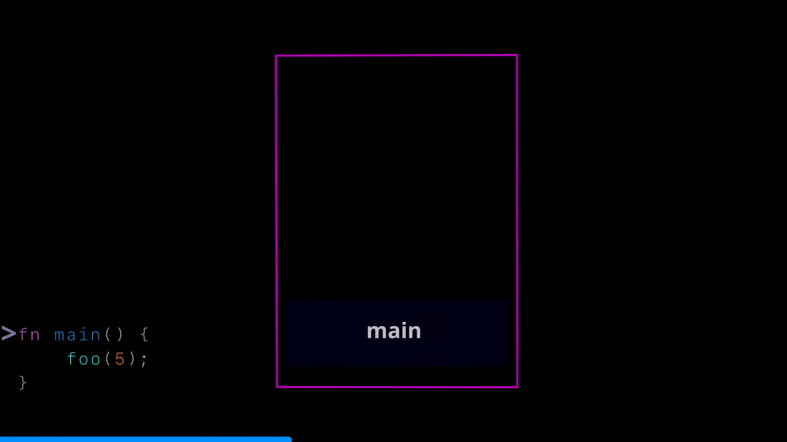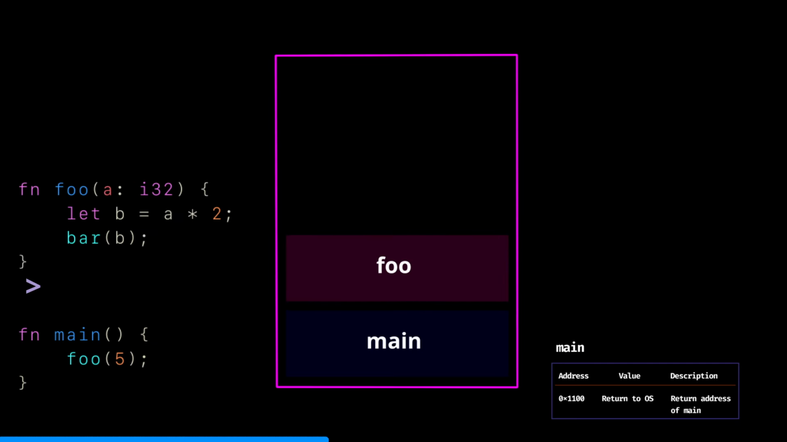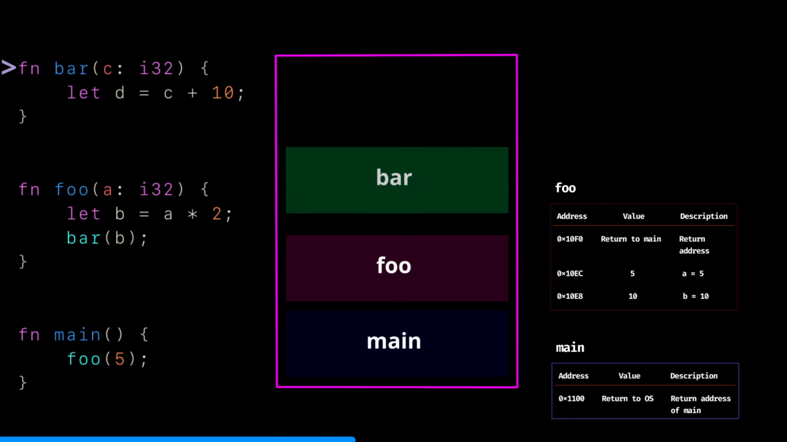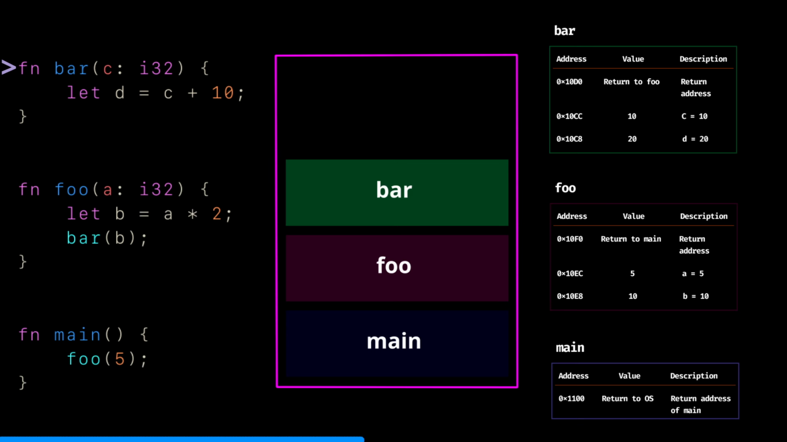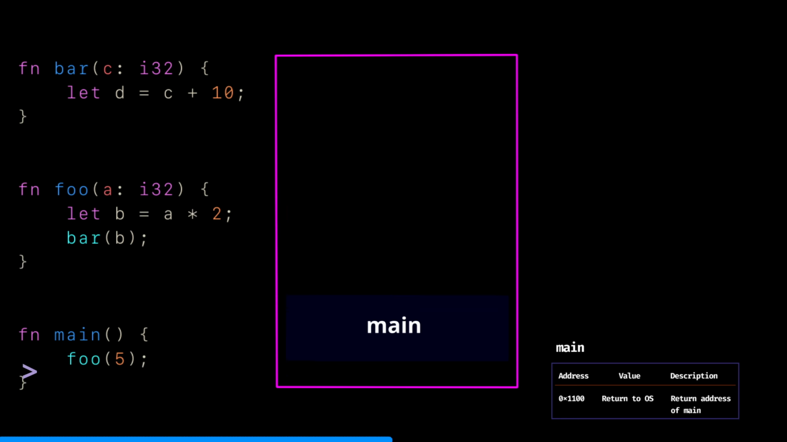We start off with a simple main function, which is allocated a stack frame which only contains the return address for the operating system once the program exits. We then call foo, which is assigned its own stack frame, containing the return address to main and its local variables. Finally, we call bar, which again has the return address to foo and some of its own local variables. Once these functions finish executing, their stack and its local variables are immediately deallocated.